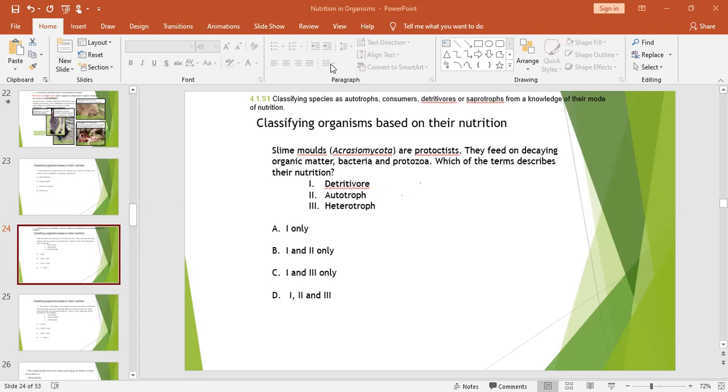I think C. C is 1 and 3. Why do you say it is C? So what's the meaning of detritivore? A detritivore is like a recycler. It breaks down to release the components that are locked up in the food. They are actually recyclers.